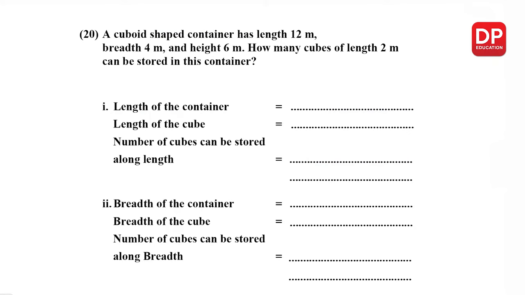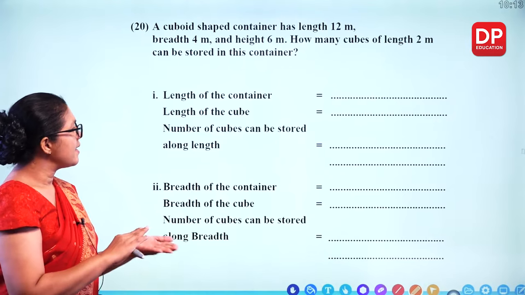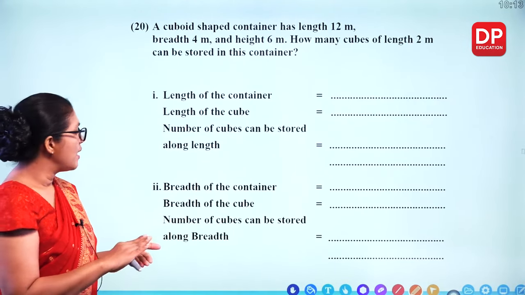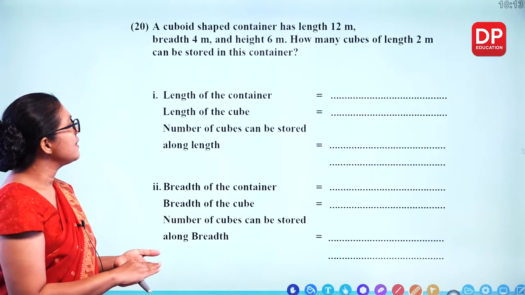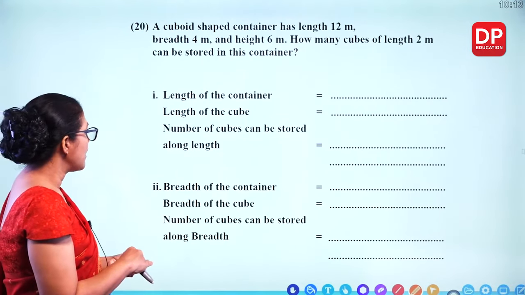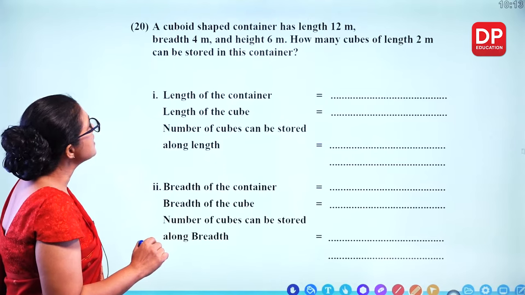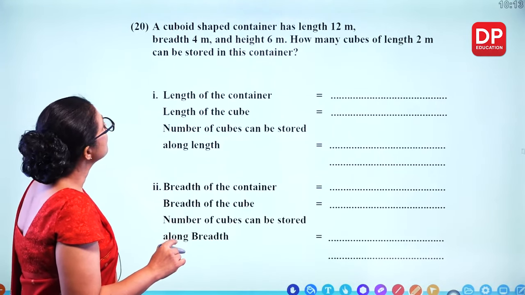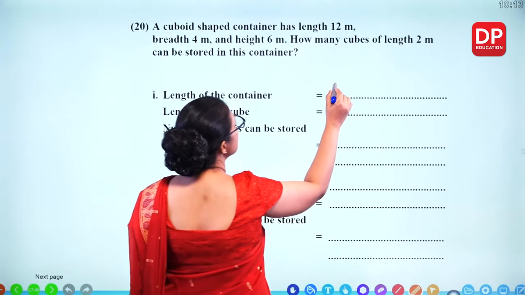A cuboid shaped container has length 12 meters, breadth 4 meters and height 6 meters. How many cubes of length 2 meters can be stored in this container? So we can again do like before. Along the length, how many cubes we can fit? Along the breadth and along the height. Length of the container, 12 meters.